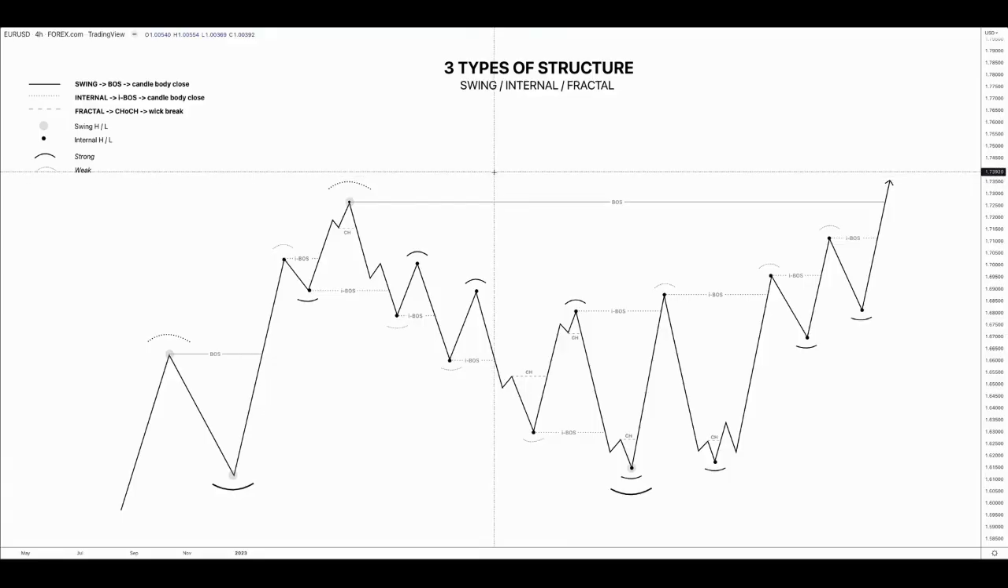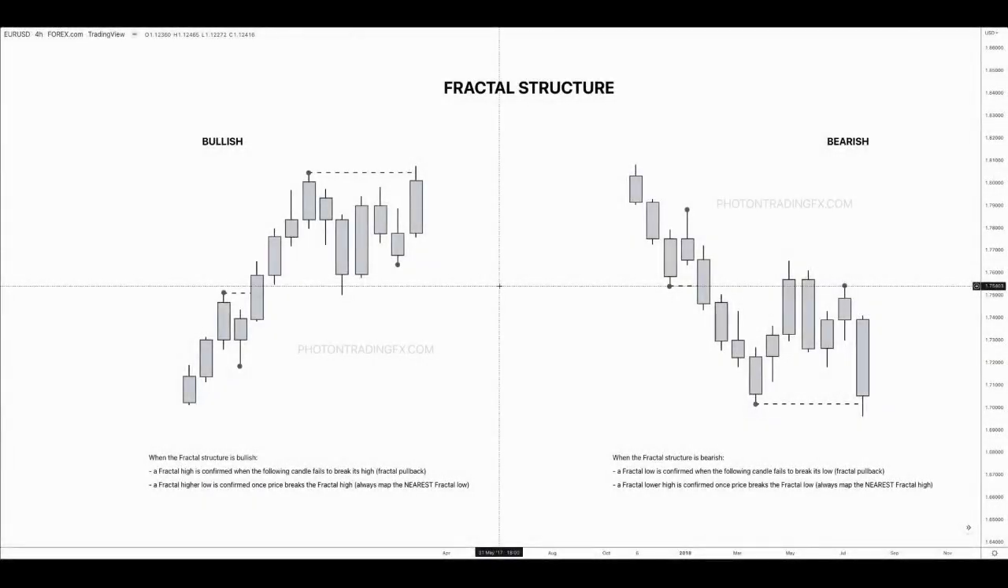But now let's take a look at what rules we use, how we actually identify it on candlesticks, and all that fun jazz. So first things first, let's keep it simple and separate out both bullish and bearish markets when purely thinking about fractal structure on one time frame alone. So if we look at the bullish scenario here, the fractal structure is bullish.